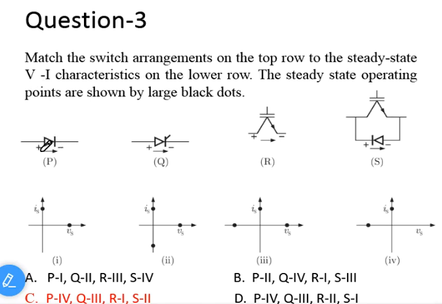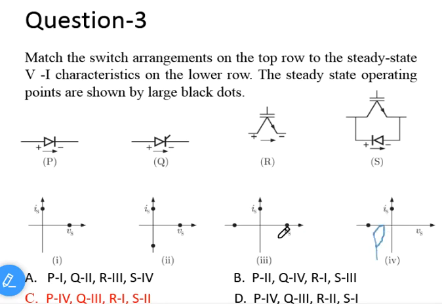Now the diode is an uncontrolled switch. When I give a positive voltage, it will turn on. Therefore, you can get only one point, and the current passing through the diode depends upon the load. Therefore, this is the operating point. When I give a reverse voltage, current will be zero, and the entire voltage will appear across the switch. Therefore, this characteristic belongs to the diode.